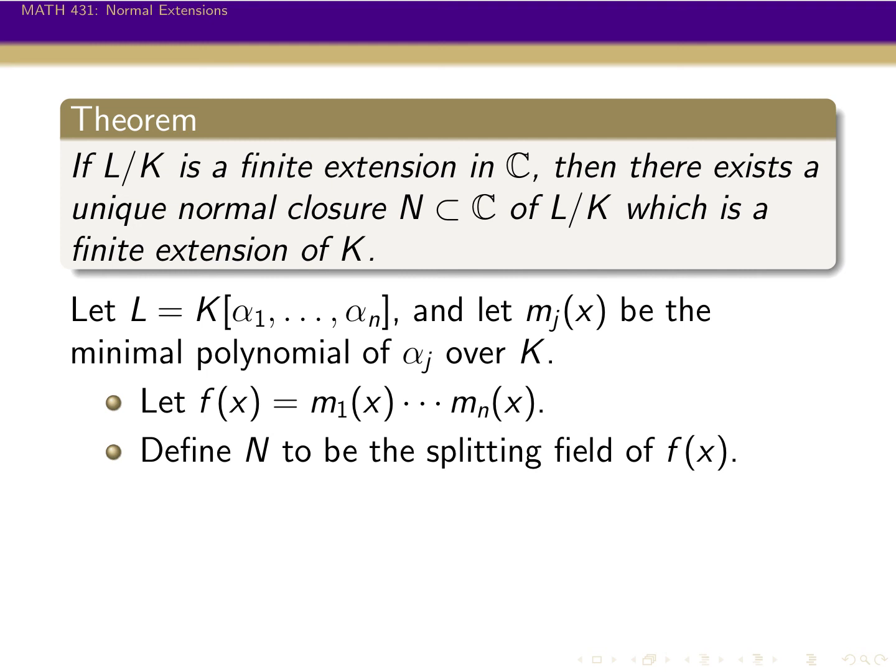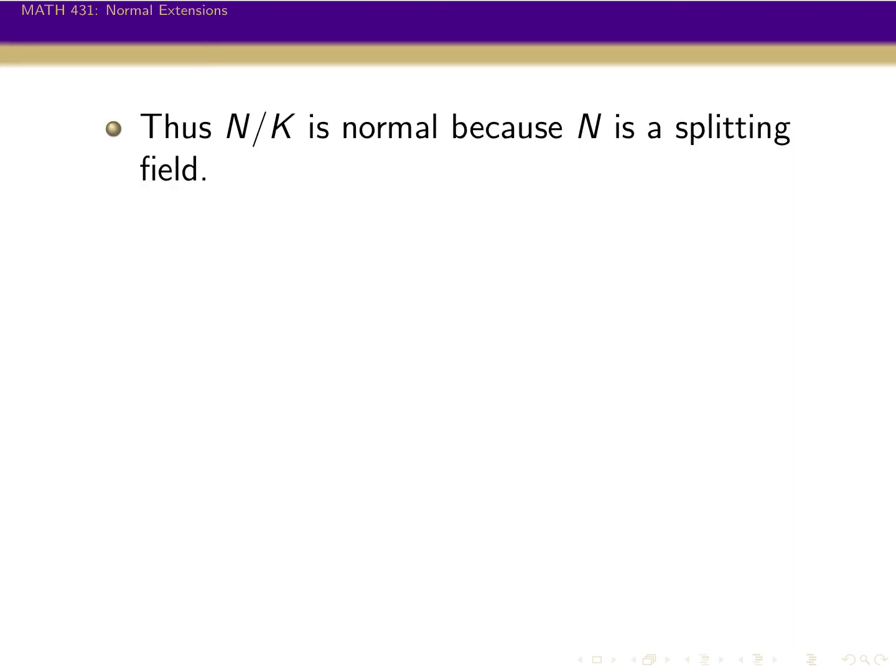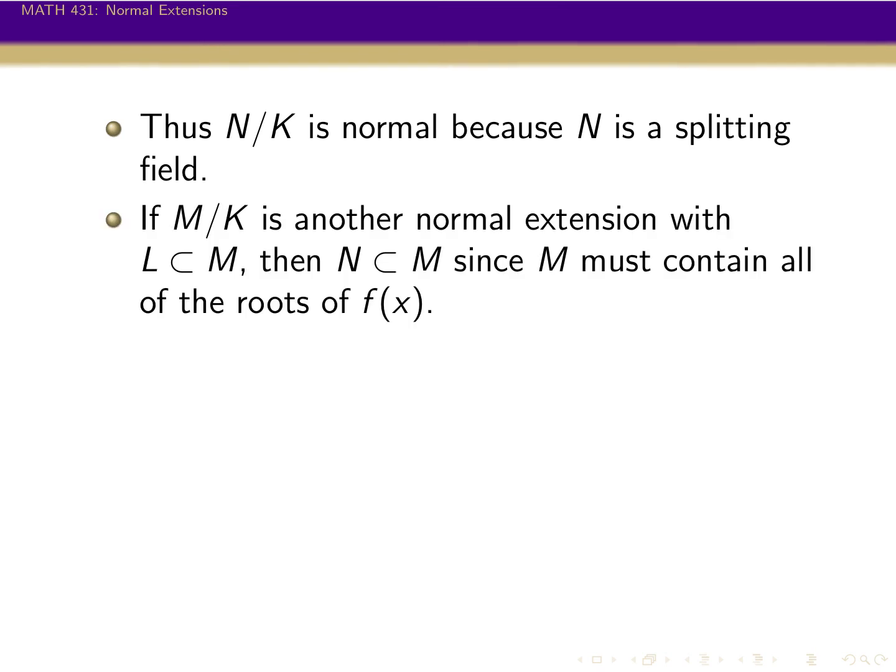The last thing to check is just that it's the smallest one. Thus N over K is normal because N is a splitting field, using the fact that being normal is equivalent to being a splitting field. And if we have some other normal extension M over K, following the definition here, with L inside of M, then N has to be inside of M as well, because M has to contain all the roots of f of x. That's how we created N: N is the splitting field for f of x.